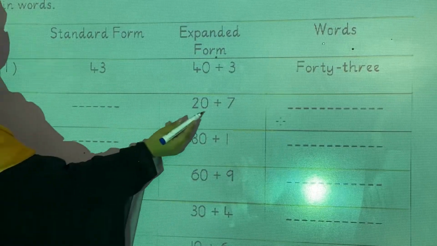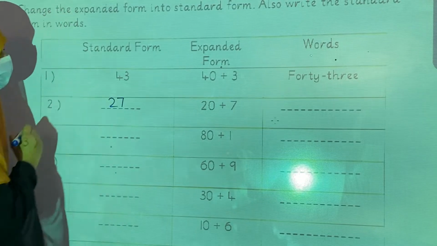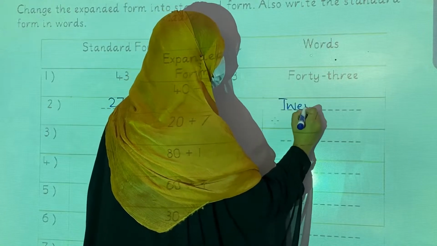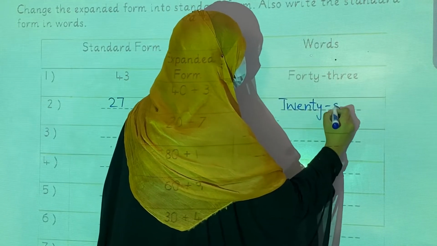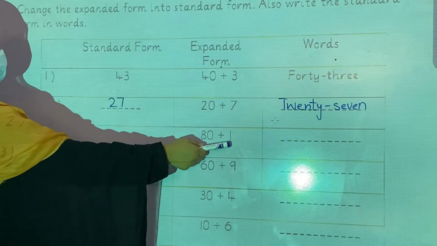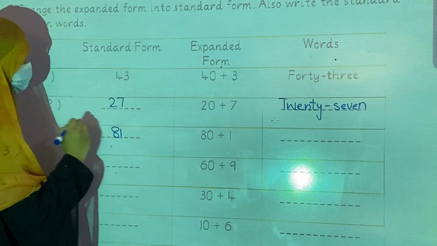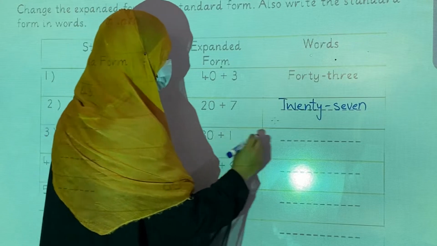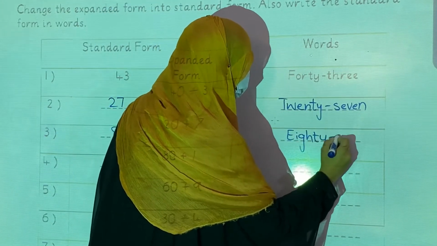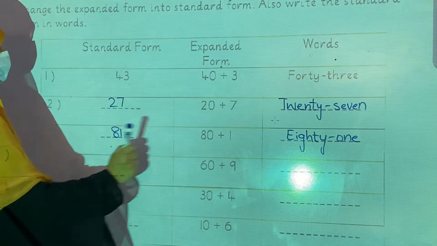For example, 20 plus 7, what will be the standard form of 20 plus 7? 27. And how will we write it in words? Next one, 80 plus 1. The standard form of 80 plus 1 is 81. How will we write it in words? E-I-G-H-T-Y 80, O-N-E 1, 81.